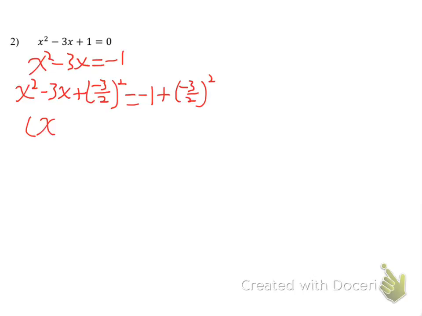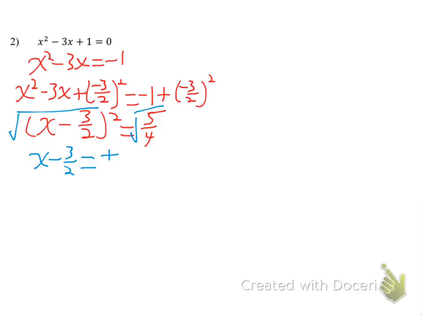And we're ready to factor this left side. And since this is negative, it's minus 3 halves. Equals, and we're just going to use our calculator for this side. And we get 5 over 4. So now we're ready to take the square root of each side. Don't forget your plus or minus. We can't do the square root of the top, but we can do the square root of the bottom. Square root of 4 is 2.